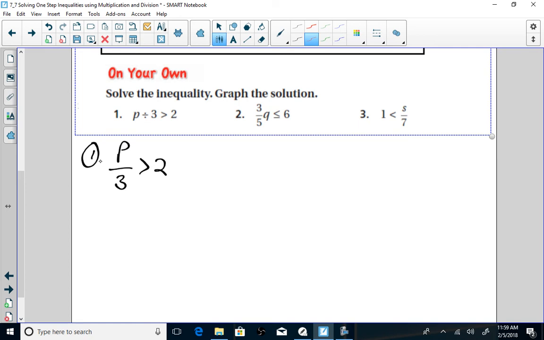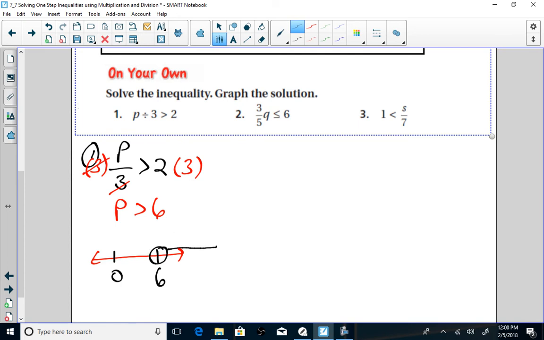The inverse would be multiplication. I show multiplication this way, multiplying both sides of the inequality by the same positive number. 3 in the numerator is going to cancel 3 in the denominator, so I'm left with 1p is greater than 2 times 3, which is 6. If we're graphing that solution, we locate 0. 6 is to the right of 0 on the number line. It's an open circle, and my solutions are going to be to the right of 6 on the number line.